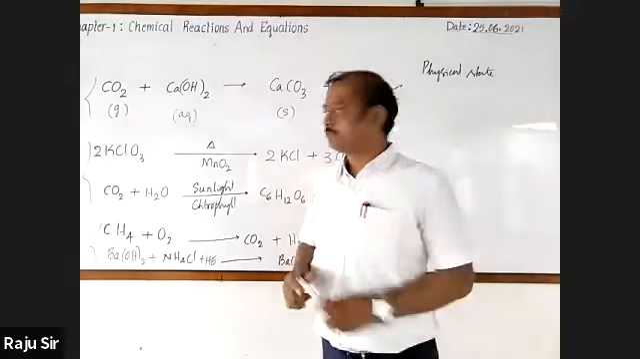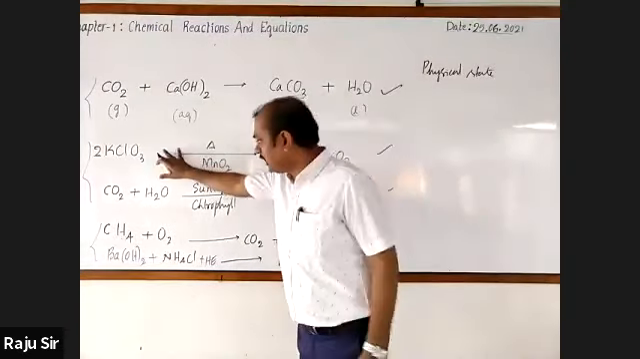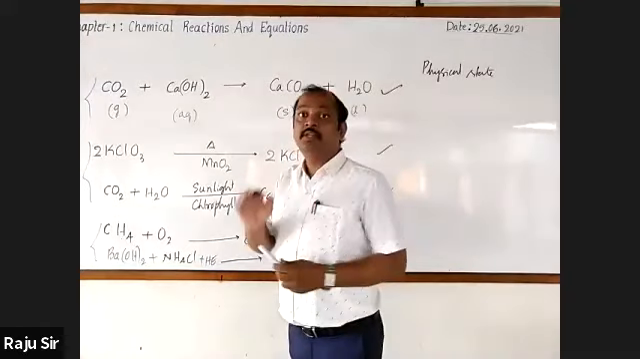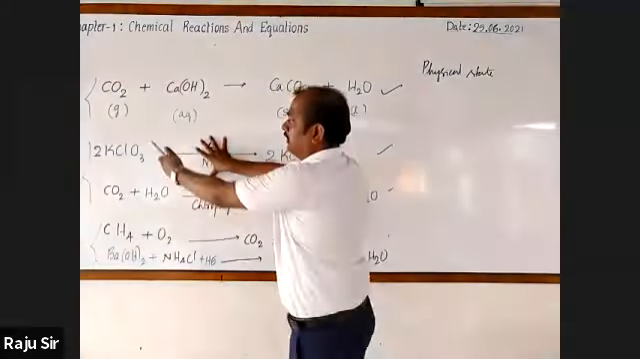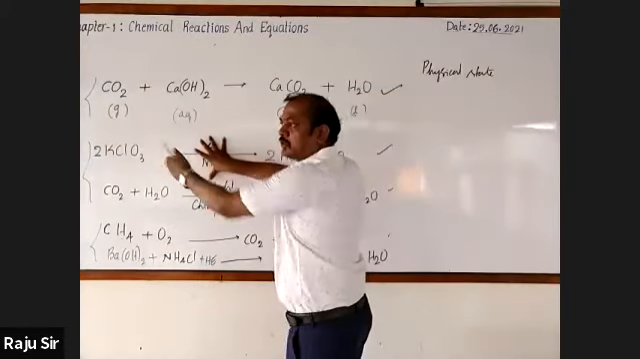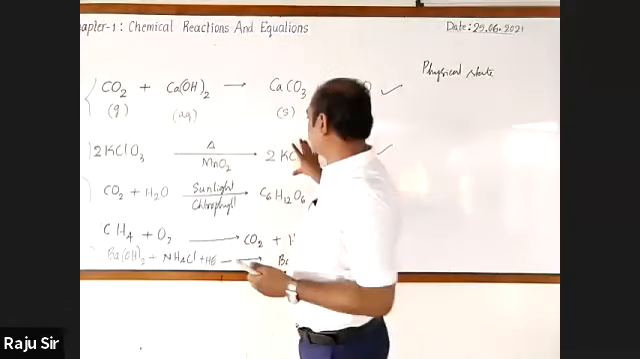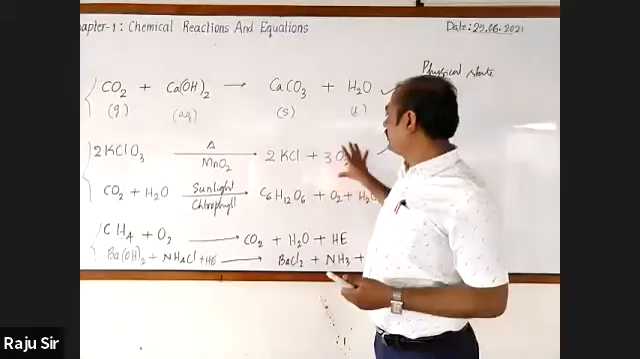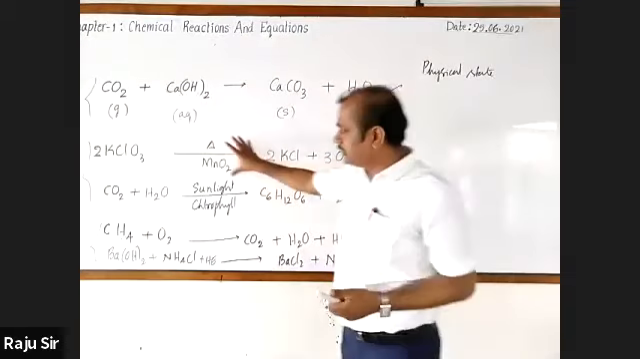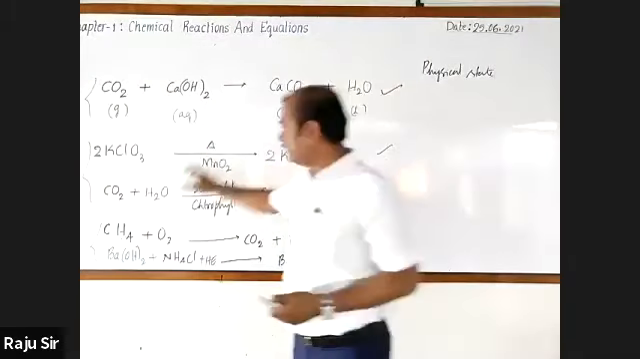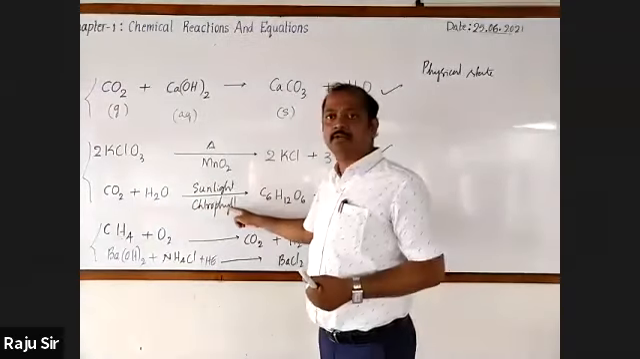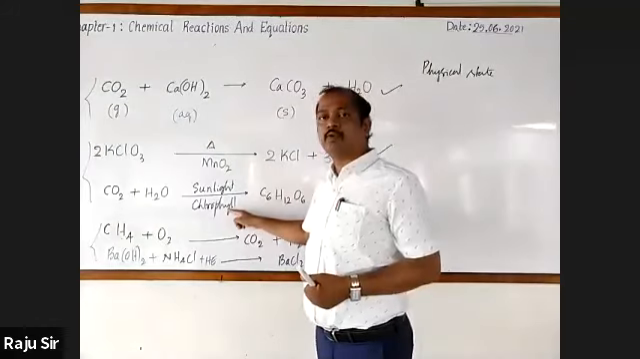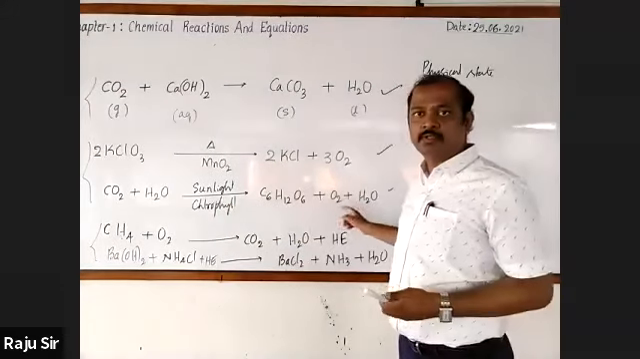Not only this, there are some chemical reactions that take place under some conditions only. Without this condition, potassium chlorate does not get split up into potassium chloride and oxygen. The condition is a must. Similarly, here carbon dioxide reacts with water under this condition, in the presence of sunlight and chlorophyll, to produce these compounds.